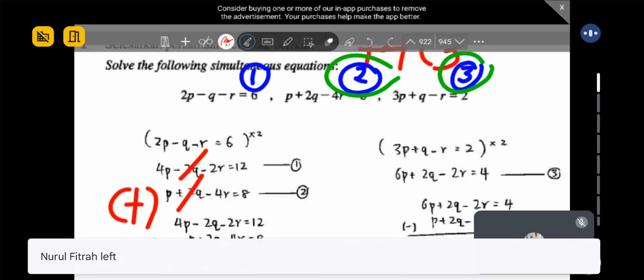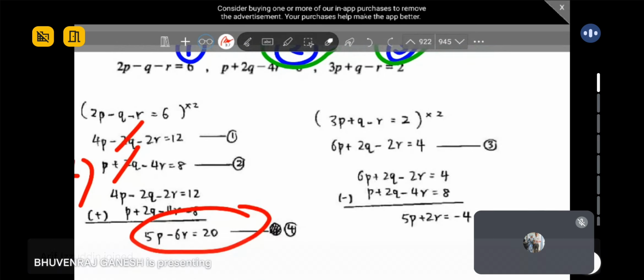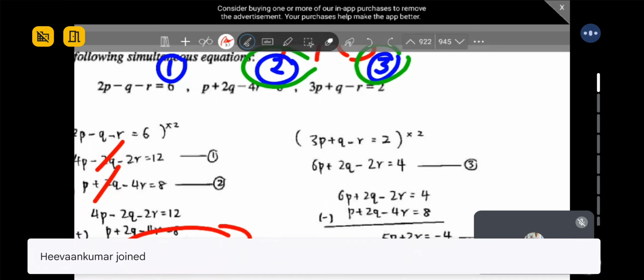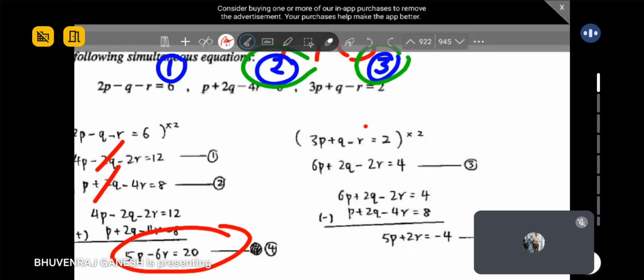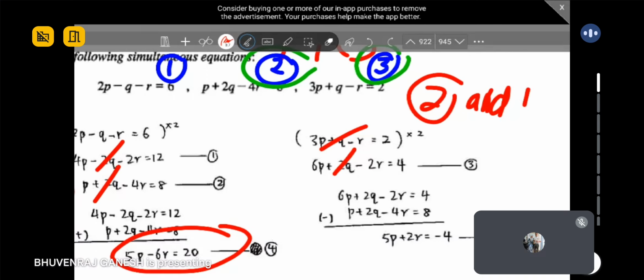1 plus 2. So you have one equation in terms of P and R. Kamu ada satu persamaan dalam sebutan P dan R. Lepas tu kamu pilih satu lagi pasangan persamaan. Choose another pair of equations. So over here also you need to eliminate Q. Over here they choose 2 and also 3. This one is 2 and 3. Wait guys, let me see. Sorry, this one is 2 and 1. 2 and 1. Alright.